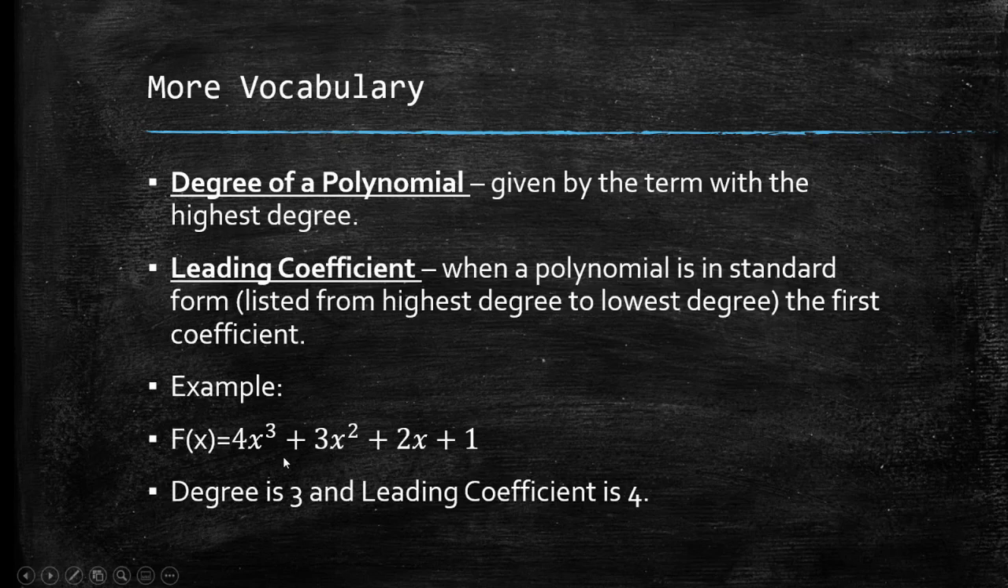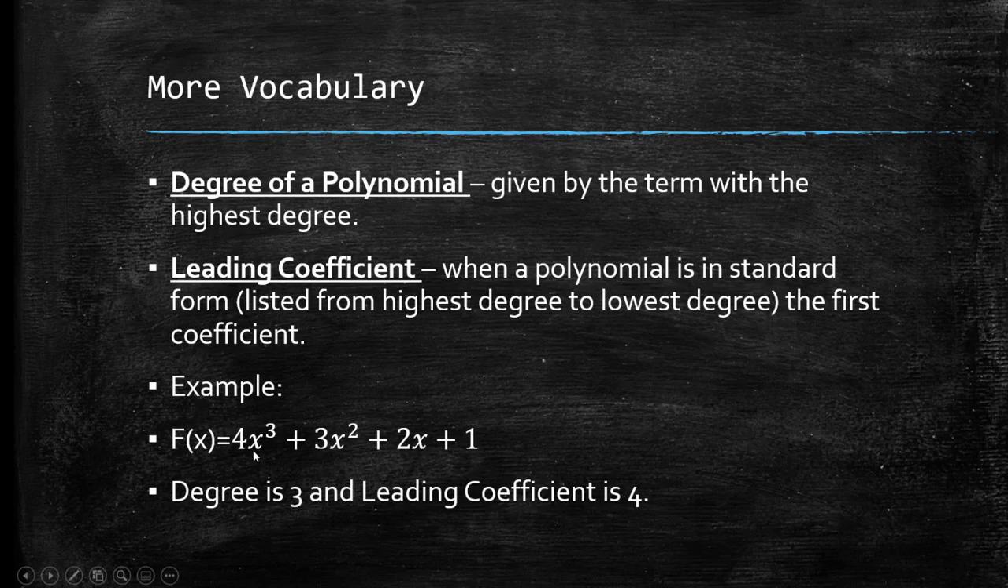Some more vocabulary. The degree of a polynomial is given by the term with the highest degree. Leading coefficient: when a polynomial is in standard form, which means it's listed from highest degree to lowest degree, then it's the first coefficient. Here's an example, because it's easier to understand when you're looking at an example. We have f of x equals 4x cubed plus 3x squared plus 2x plus 1. This is in standard form already because we have the highest degree first and then it goes down to the lowest degree.